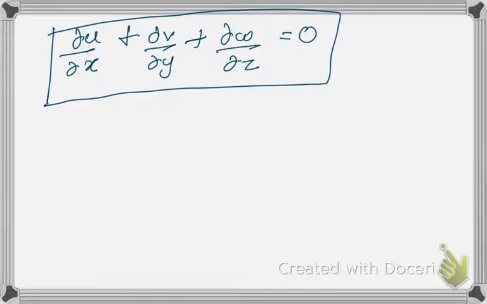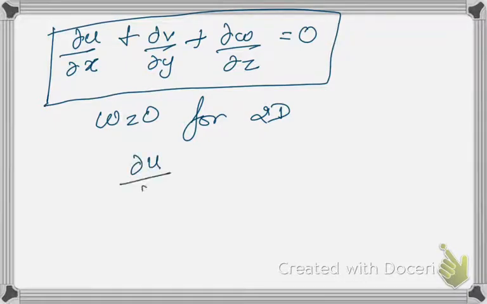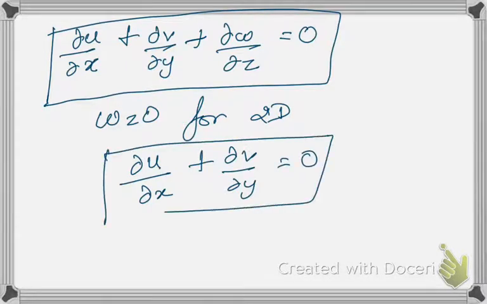For 2-dimensional flow, you can put w is equal to 0, since there will not be flow in z direction. So in 2 dimension it is dou u by dou x plus dou v by dou y is equal to 0. So this is the continuity equation for 3-dimensional flow and this is the continuity equation for 2-dimensional flow.